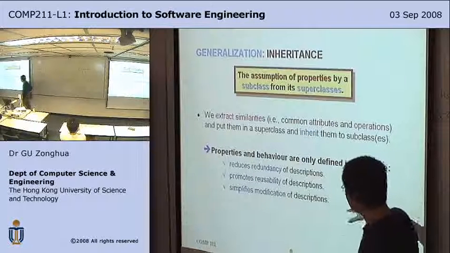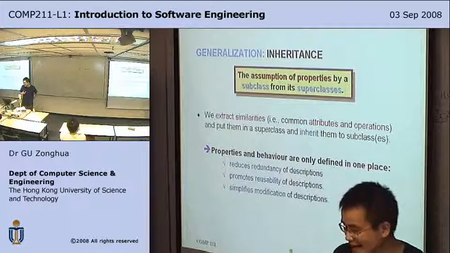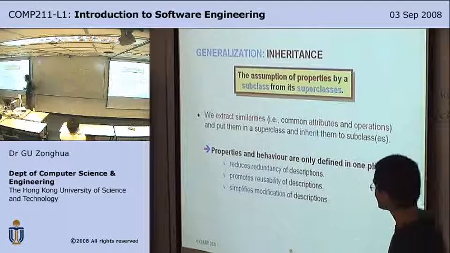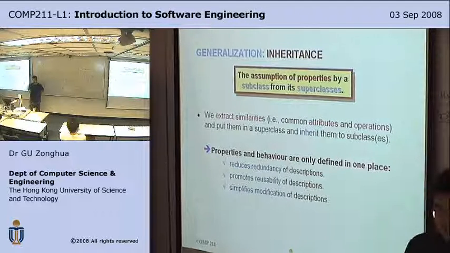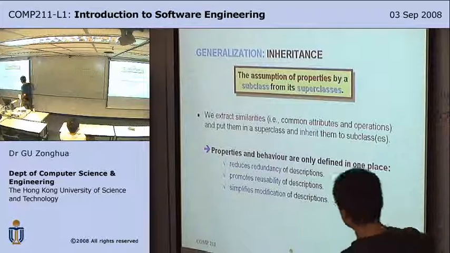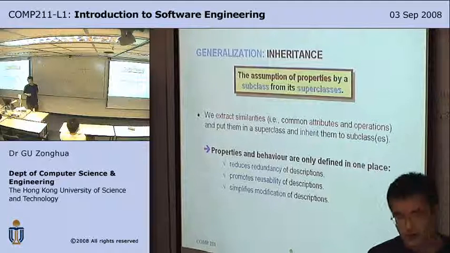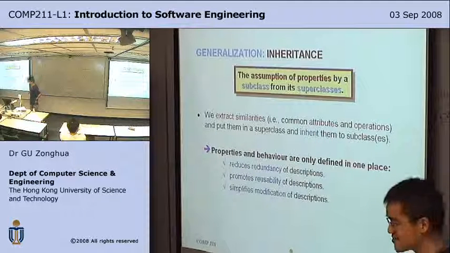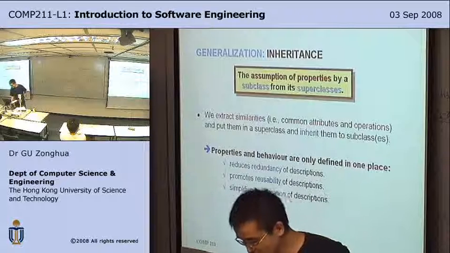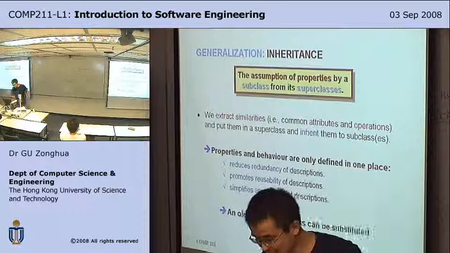That is, if you want to change the common attributes or operations, you only need to change it in the superclass. It's automatically inherited by the subclasses. Otherwise, if you have it in two different places, then you need to go in and change each one individually. So having the superclass helps you to modularize your changes.